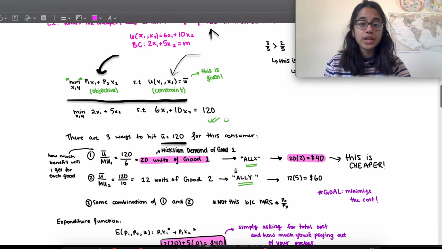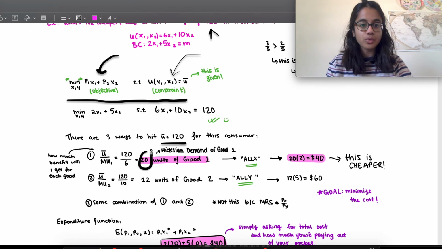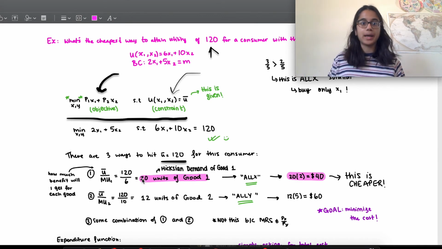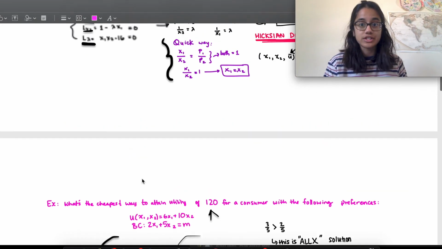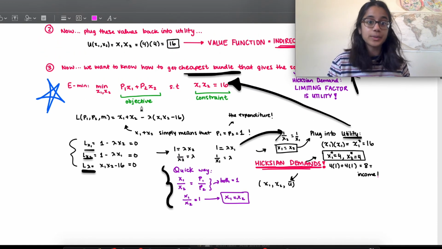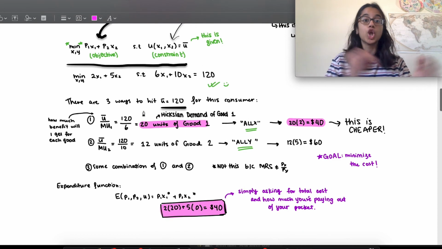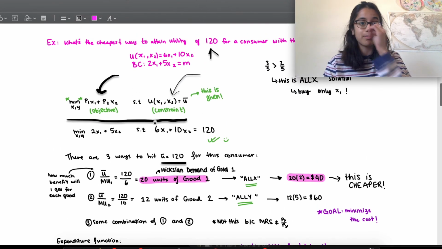So now what we're going to do is, we have 20 and we have 12, right? All I'm going to do is plug those numbers back into my budget constraint, just like we did over here. Plug it back into my constraint and check out what gives me the lowest expenditure, the lowest amount of money spent.